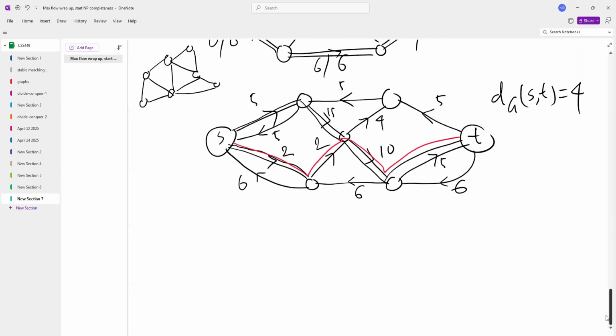So now at this point we have two paths, and we are just going to use these two paths and then find flows along them. So right, what is going to happen? On the top path we have 5, 15, 10, and then 5, right? So we are going to do 5 along here, 5 along here, 5 along here, and 5 along here, right?